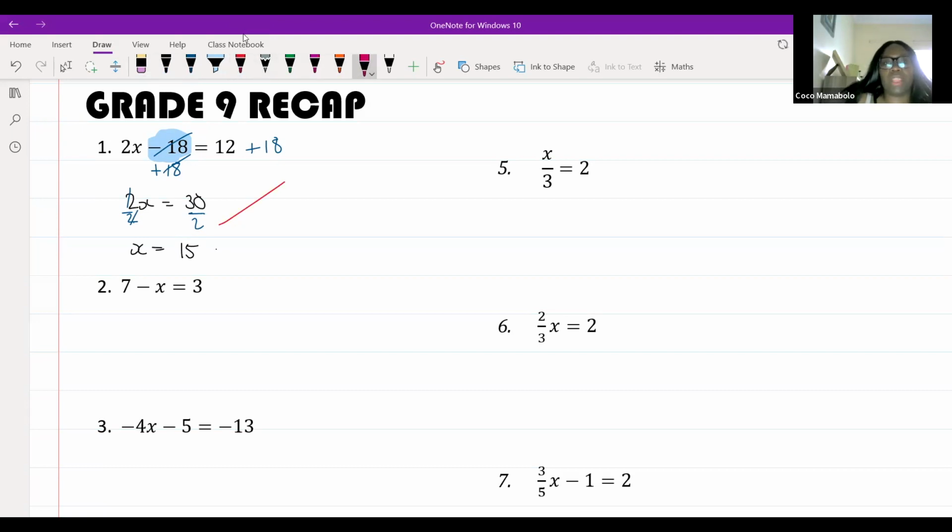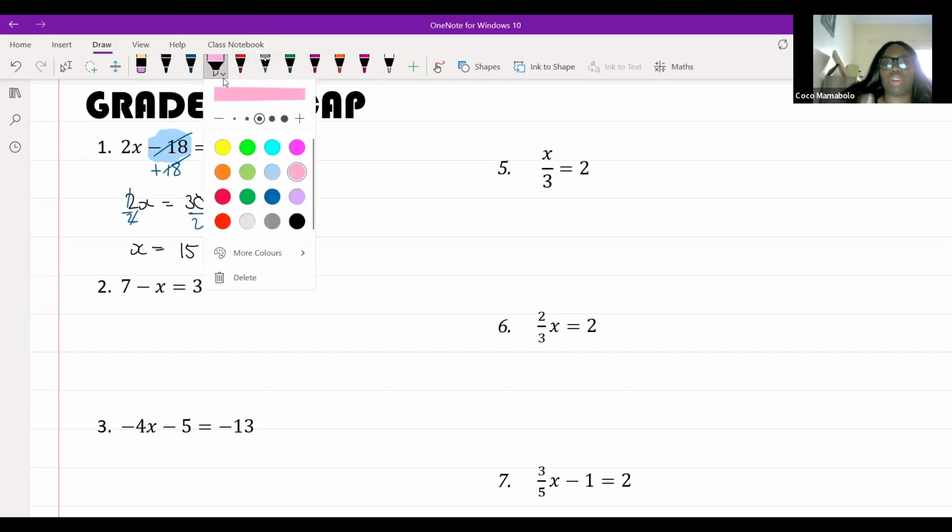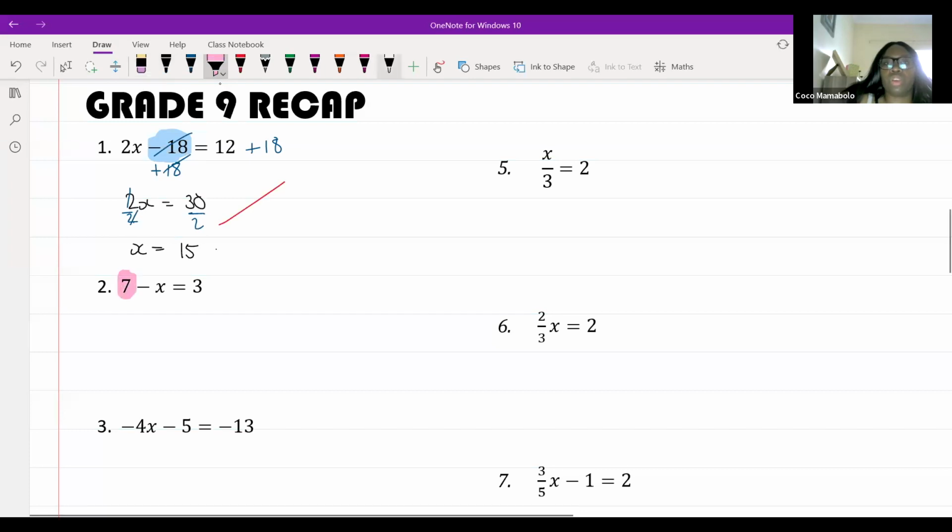Now over here, I know that I want to get rid of the 7. So I'm going to -7 on this side, and I'm going to -7 on that side. Okay, 7 minus 7 will give me 0. So I will get -x is equal to 3 minus 7 is -4. I know that this is actually -1x, not just -x. So I'm going to divide by -1, divide by -1. So those two will cancel, and I will just have x is equal to +4 and not -4.